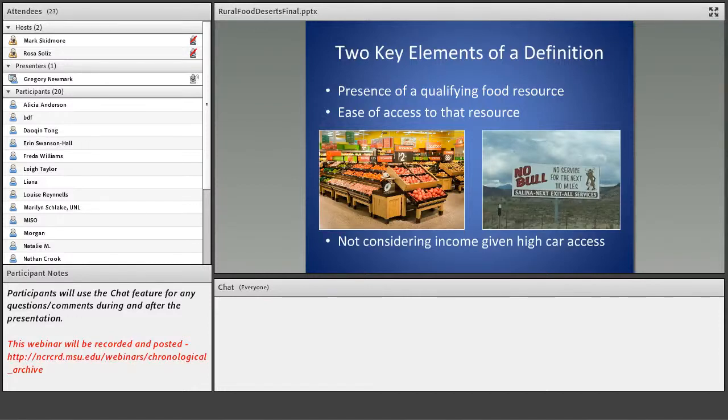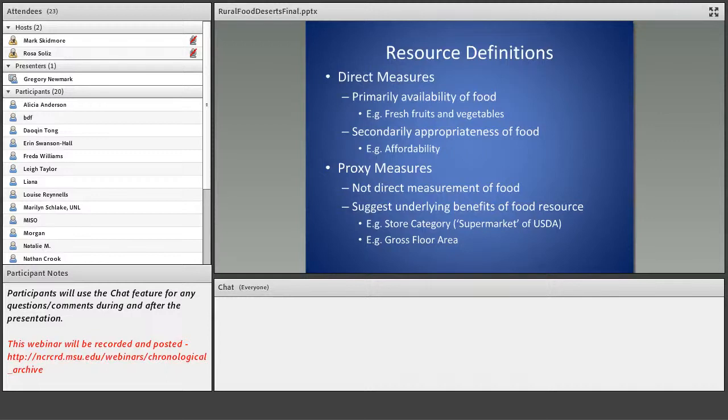We are not focusing on the income issue, which is an important consideration for many people when they think about food deserts. Given the really high rates of car access in rural areas, we're stepping aside from the question of income, really just focusing on the presence of a food resource and the ease of access to that resource.